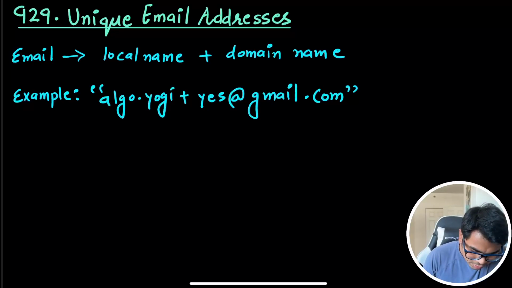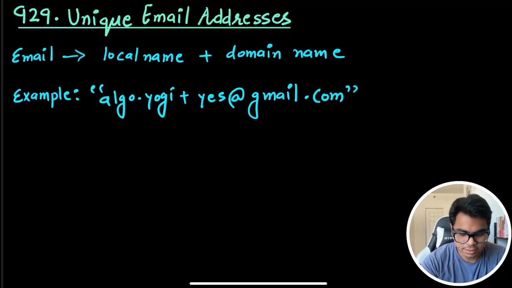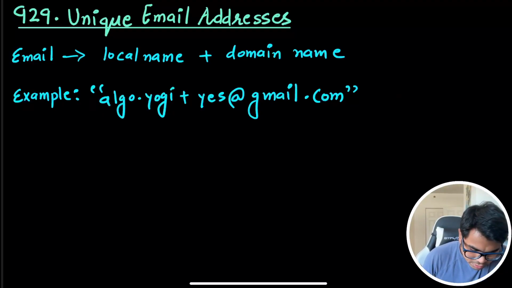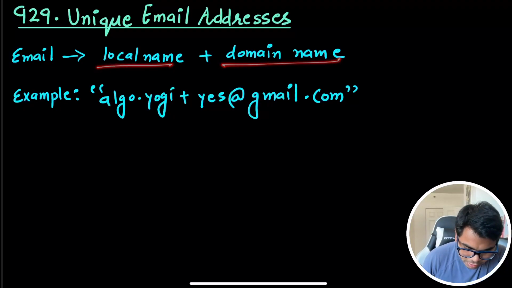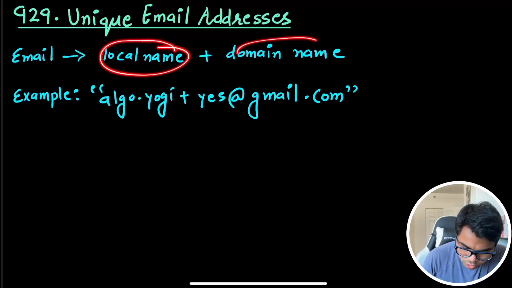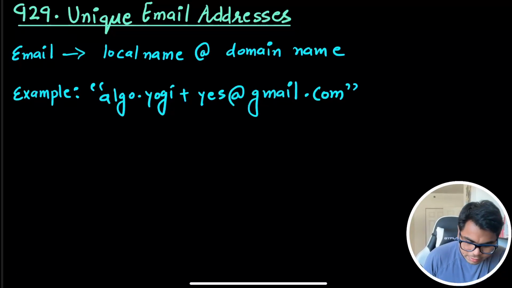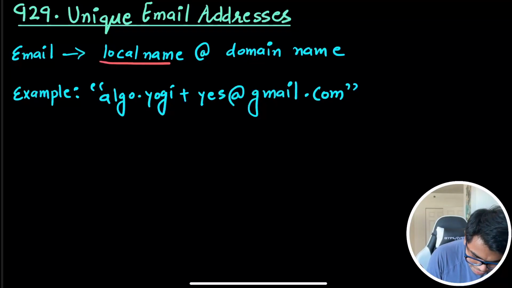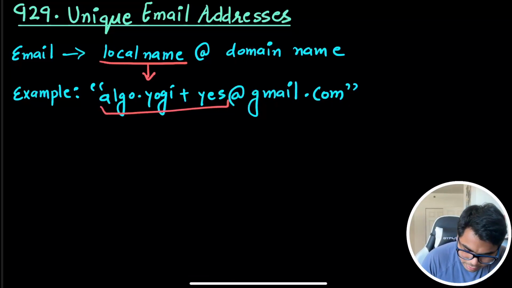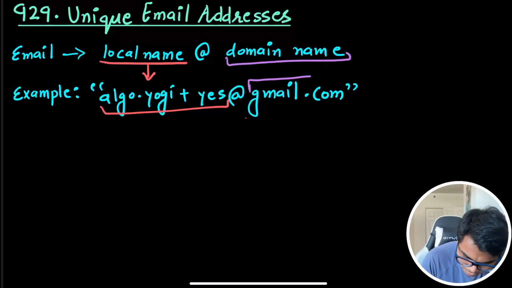We are given an array of a lot of email addresses. Now an email address consists of a local name and a domain name, and these two are separated by @. So it would be better to write @ here, right? Now this right here is the local name, and in the example, this right here is the domain name in our email.